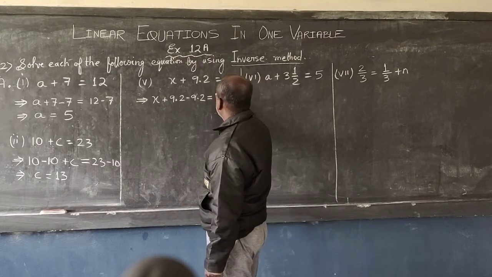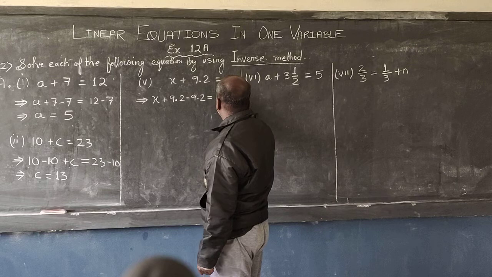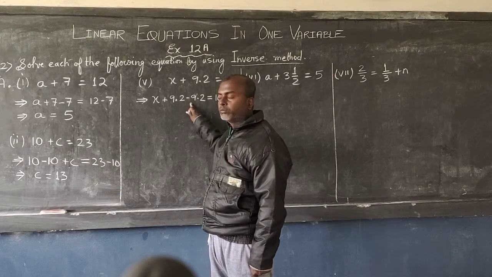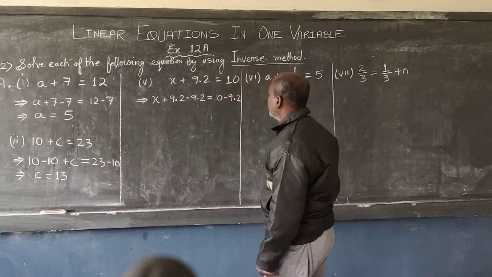So that's on the left side. So on the right side also you will do the same thing. What we have done on the left side, you have given a minus 9.2. So right side also you will give minus 9.2.